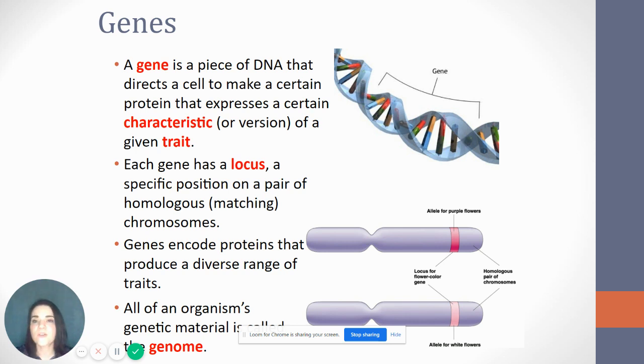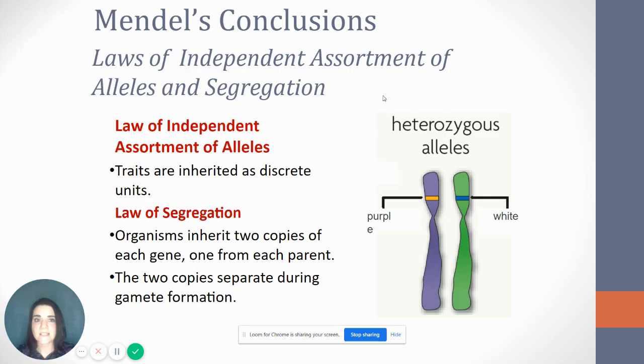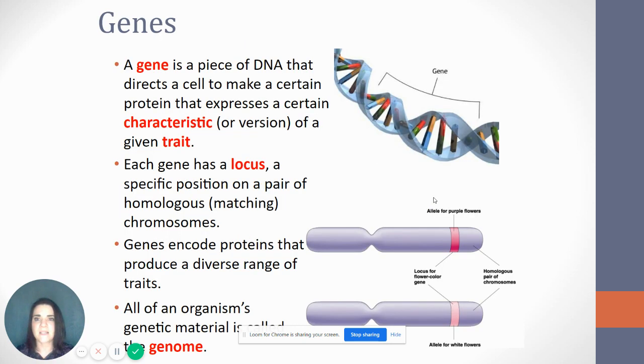The other thing that you need to know about this is it's also called an allele. I think that was on the last slide, this term allele. We will go over that on the next slide, heterozygous allele. What does that mean? But an allele is basically the characteristic or version of a trait. So characteristic or version of a trait is also referred to as an allele.